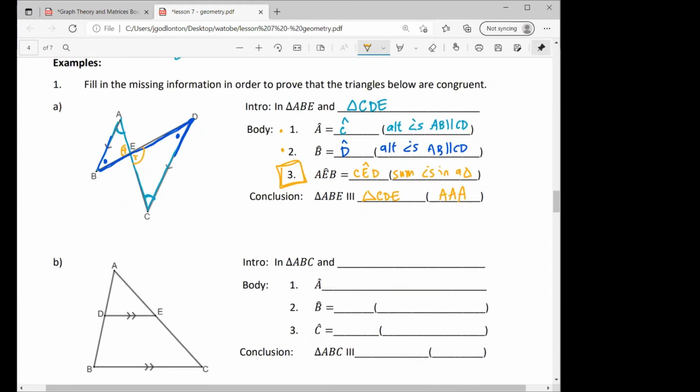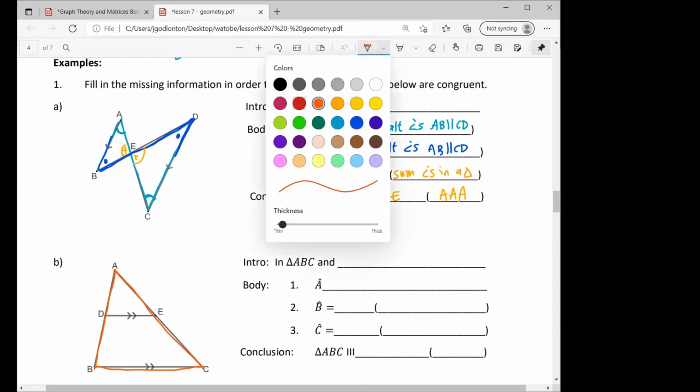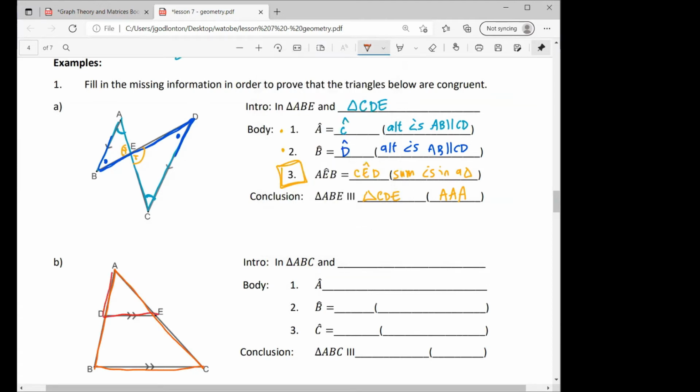Okay. Now in this question, I'm going to highlight the triangles and then we're going to talk about something before I let you try the rest. What angle, so you can just give me a letter here, so A, B, C, D, or E. What angle is inside our red triangle and our orange triangle? So which angle is inside our red triangle and our orange triangle? So just one of the letters.